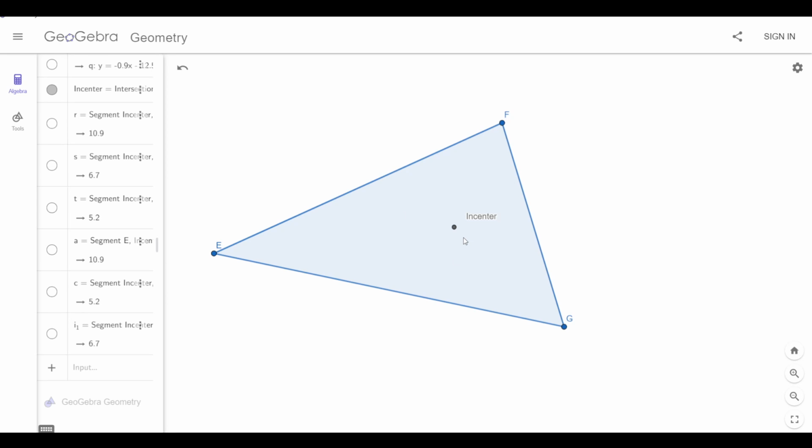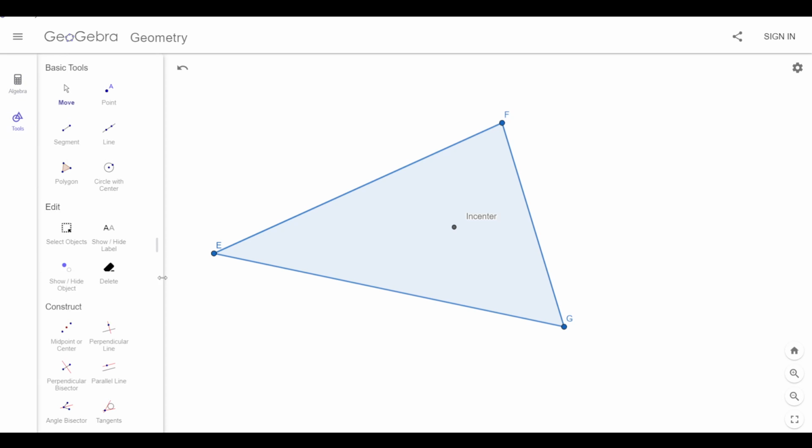Now watch very carefully. This incenter right here is very, very important. There's something that's unique about the incenter, and that is that it's equidistant from all three sides of the triangle. You hear what I just said? It's equidistant from all three sides of the triangle. So that means from this incenter to this side is the same distance as from this incenter to this side and this incenter to this side.